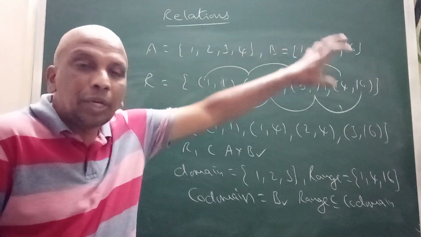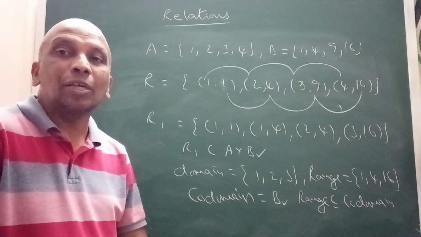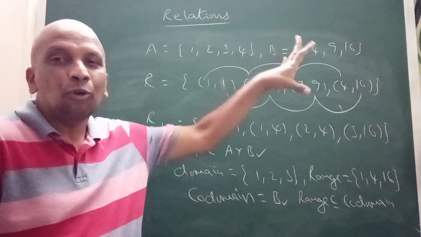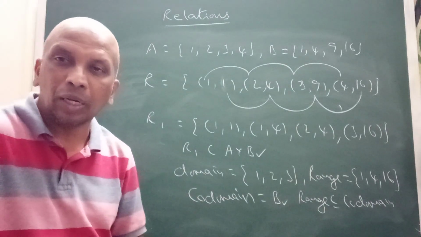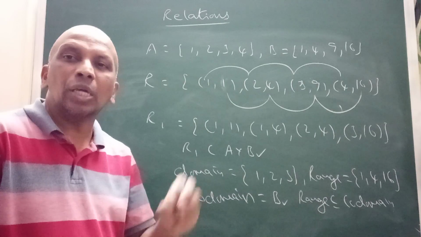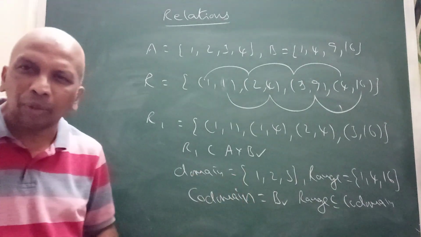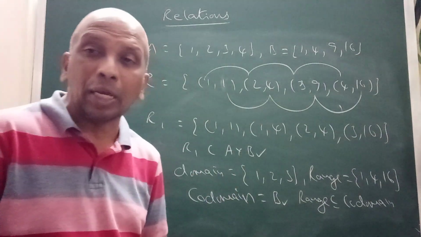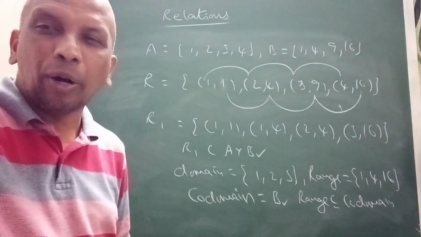And the whole set B is called the codomain. Always remember, the range is a subset of the codomain. So these are the things we learned, the related theory part. Now I am going to explain exercise 2.2.